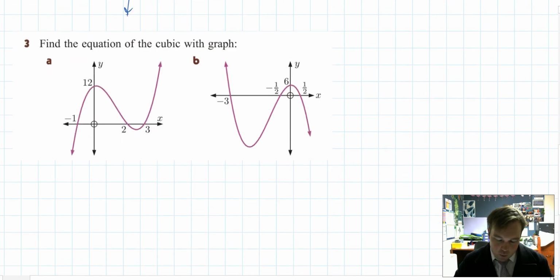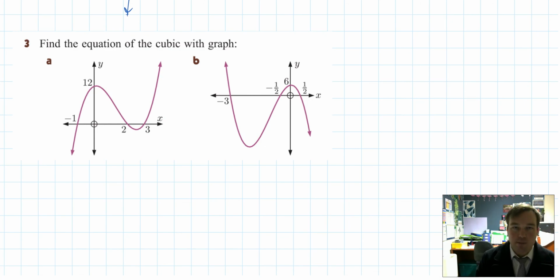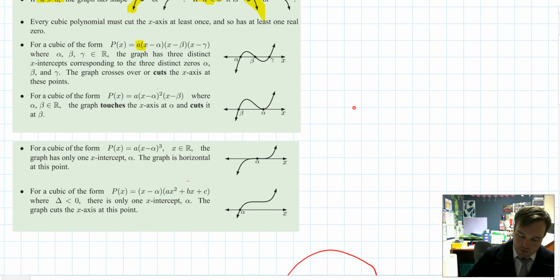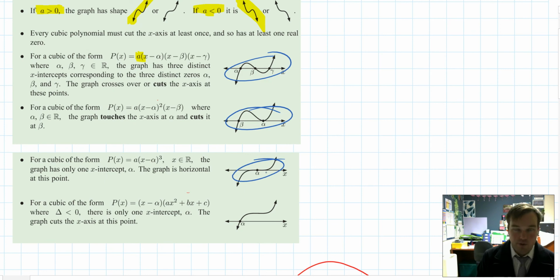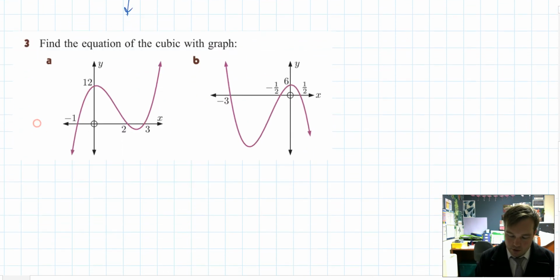Okay, find the equation of the cubic with the graph below. So the equation of the cubic, we've chosen a couple of easy ones to start with, is a matter of remembering the forms. So the forms are here: cutting 3 times, touching once, cutting only once, and touching like a triple repeated root, and here, single root, quadratic. That one is the hardest to find in terms of graphs. We've gone with the 2 easiest.